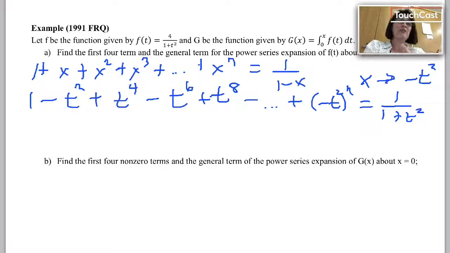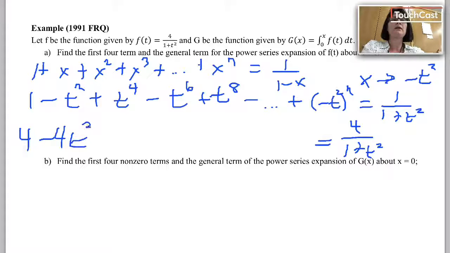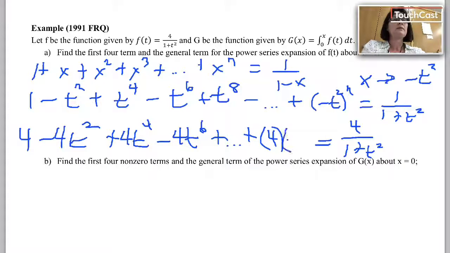And now I almost have my series. I'm supposed to have a 4 in the numerator, so I'm going to multiply every term on the left by 4 so that I can multiply the right-hand side by 4. This is going to give me 4 over 1 plus t squared. This is going to be 4 minus 4t squared plus 4t to the 4th minus 4t to the 6th plus dot dot dot plus, this was 4 times negative t squared to the n. So that is the first 4 terms, 1, 2, 3, 4, and the general term for the power series expansion of 4 over 1 plus t squared.